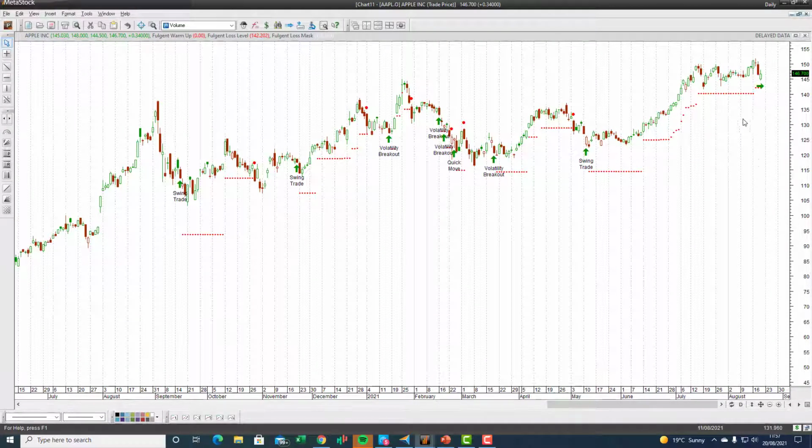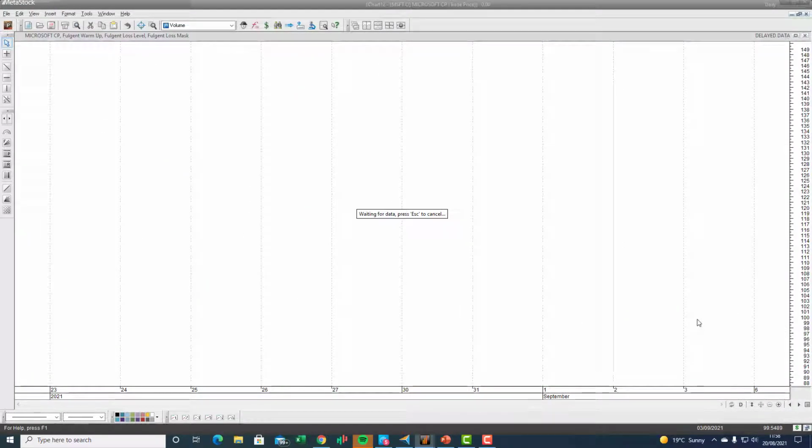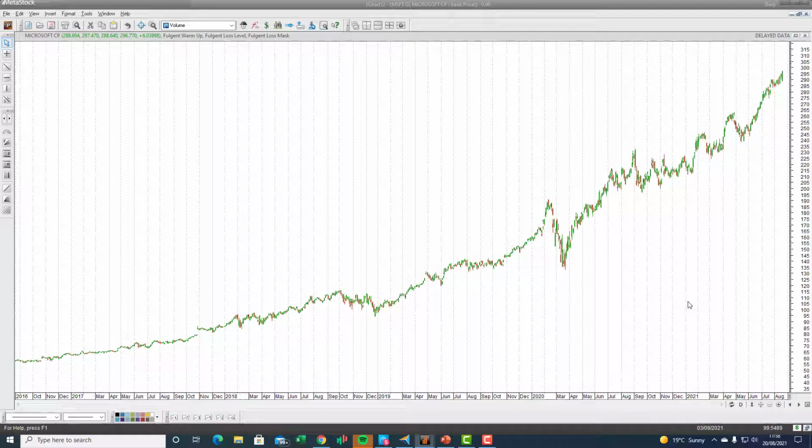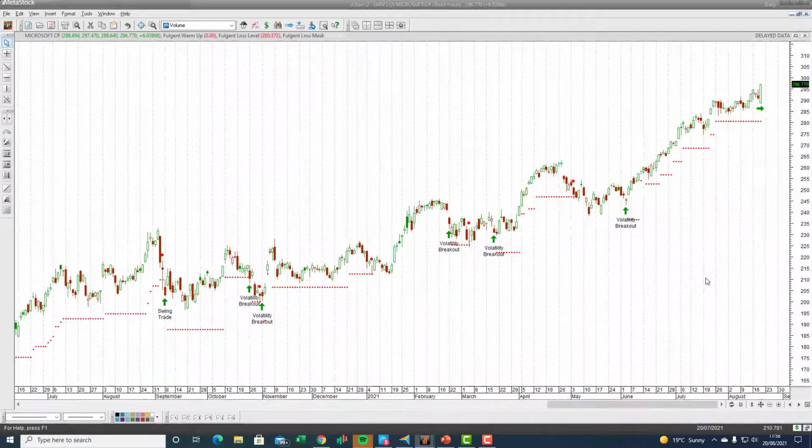It'll be interesting to see if we get a follow through of that particular move, but the trailing stop loss is now much higher, so be aware of that for a stock like Apple. And then Microsoft has also been 54 days into a trade here. Let's go and see how this one looks. You can see the volatility breakout back here in June, and it just kept on going. So that's been a fantastic trade, Microsoft.